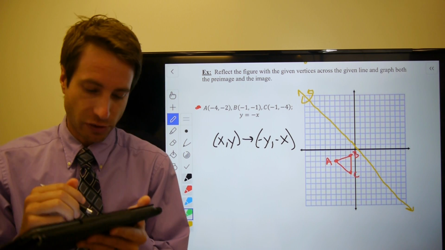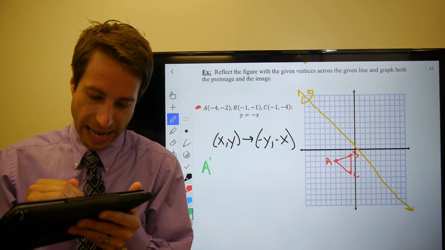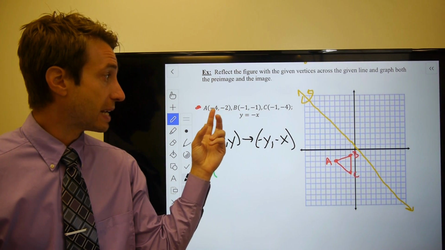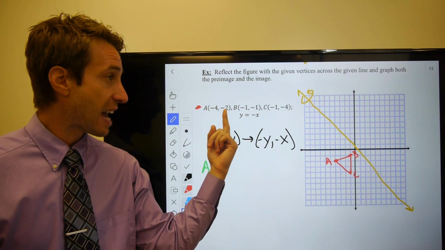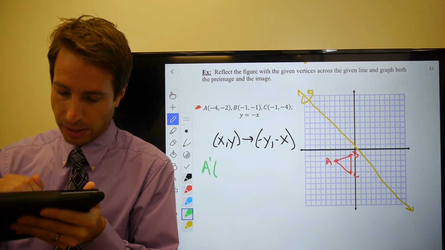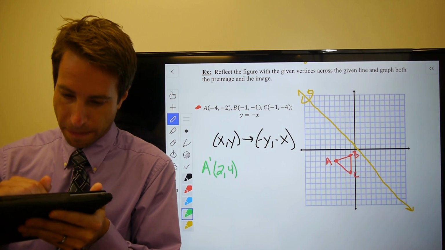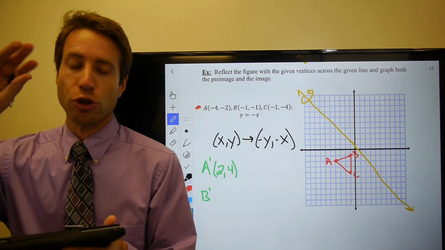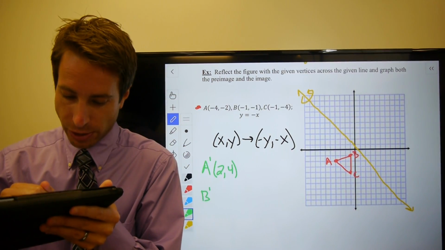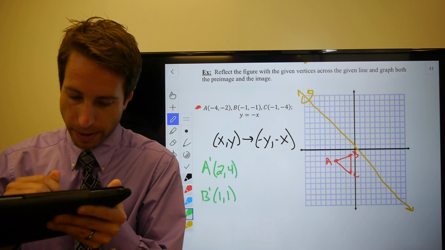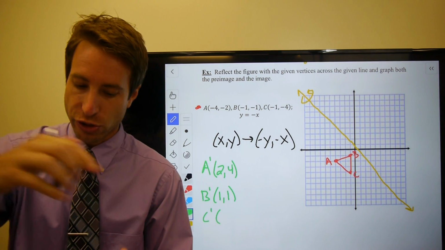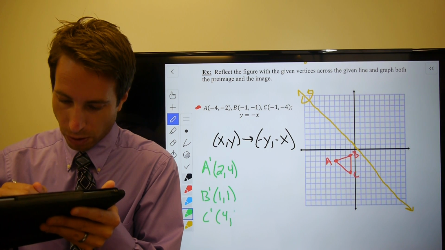We'll apply that transformation, which means then that A prime is going to be at, right, look, I switch them, so it'll be -2, -4, but then I change the sign of each. So A prime is going to be at 2, 4. B prime, they switch places and they both change signs, so now it'll be at 1, 1. C prime, switch places, change the sign on both, 4, 1.